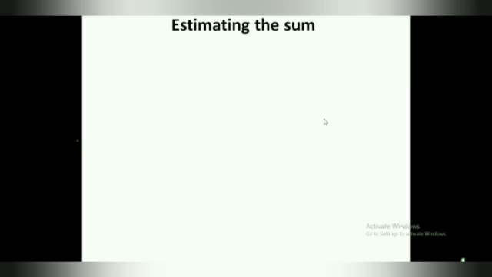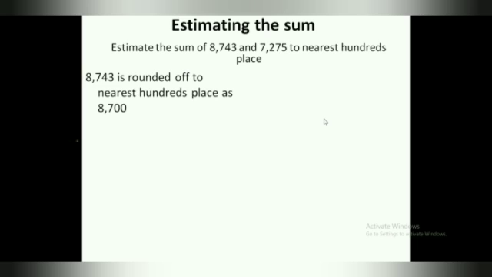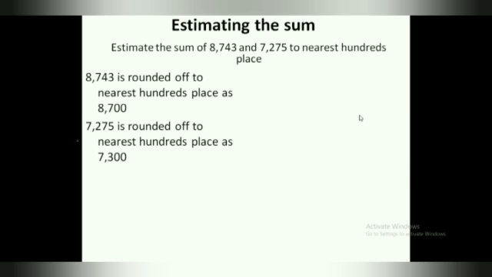Now we'll move on to the next example. Estimate the sum of 8743 and 7275 nearest to the hundreds place. Now first we'll estimate the numbers. 8743 nearest will be 8700, and 7275 will be nearest to 7300. Now we'll add these numbers.